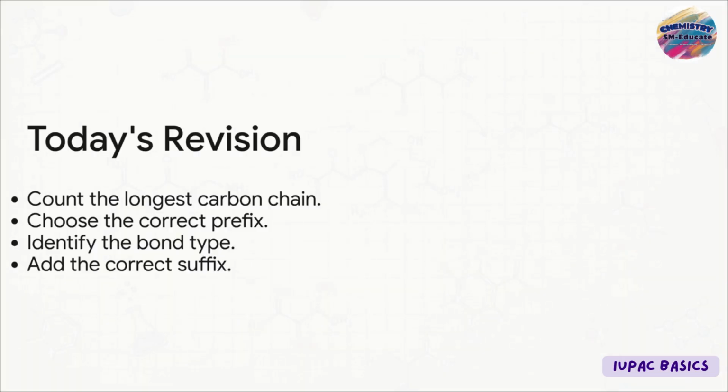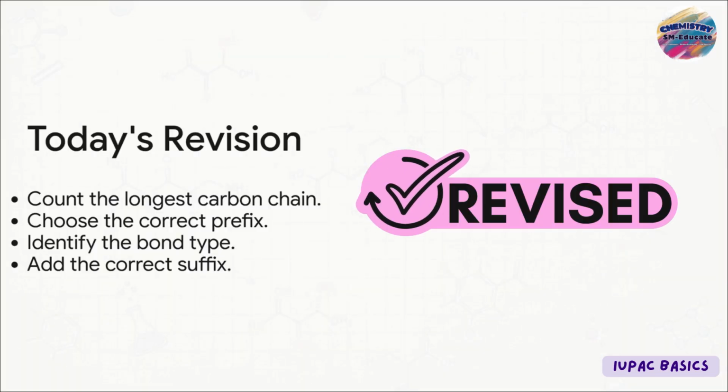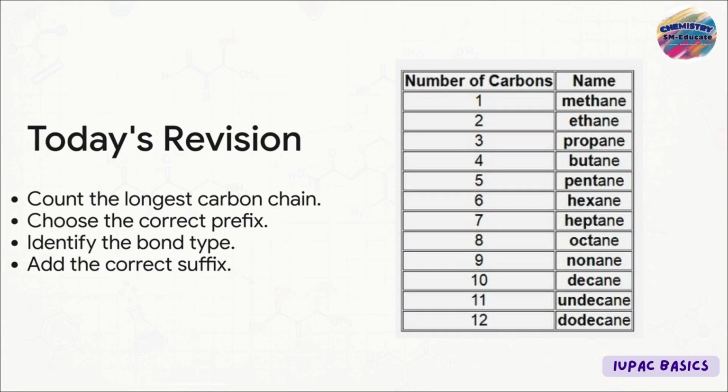Let's use this final checklist as your mental study guide. When you sit down for that board exam, remember these 4 absolute foundational steps. Number 1, find and count the longest continuous carbon chain. Number 2, match that exact number to the correct prefix. Number 3, look closely at the bonds between the carbons to identify the type. And number 4, add the correct suffix to your prefix. If you stick to this process, you are going to accurately decode these scientific names every single time.